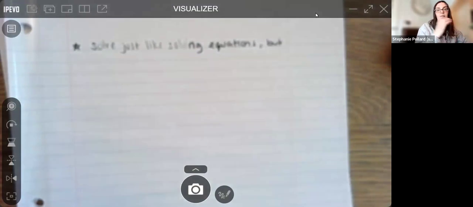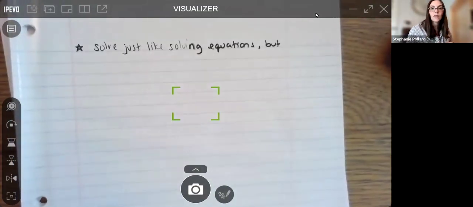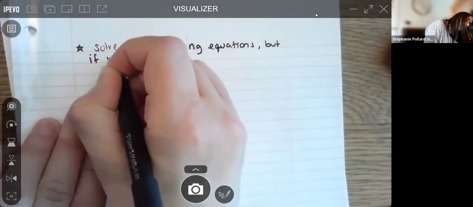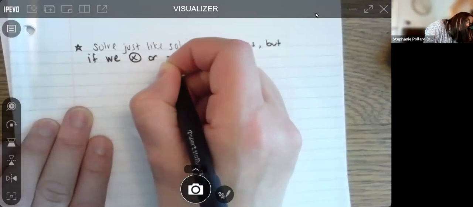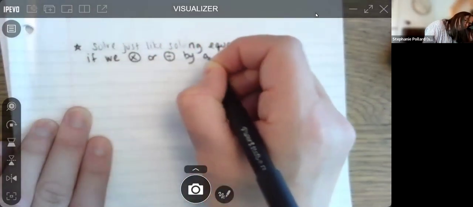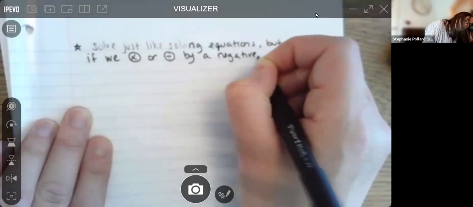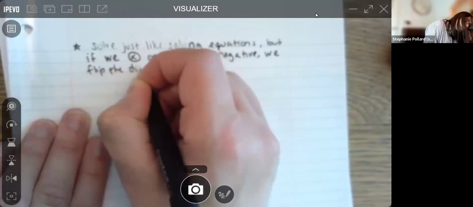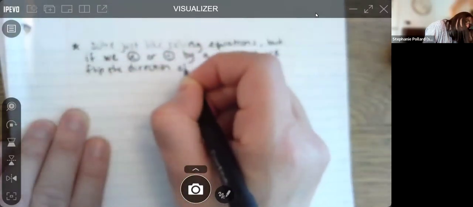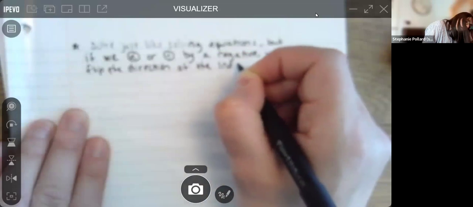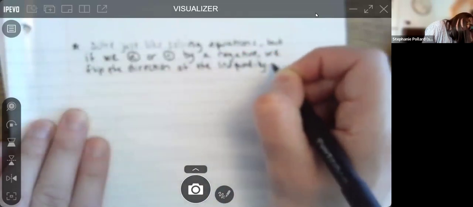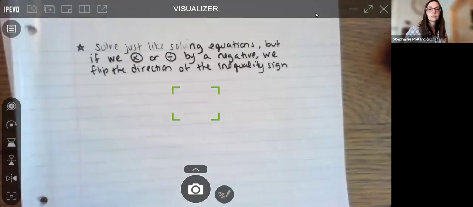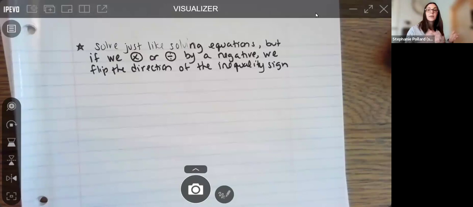But there is one exception. So we solve just like we're solving equations, but if we multiply or divide by a negative, we must flip the direction of the inequality sign. Oops, let's fix this again. There we go. Let me show you what happens.